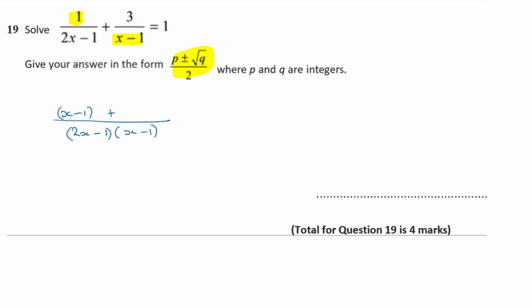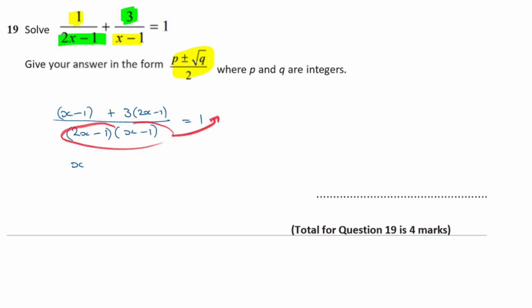And I'm going to get plus, and then x minus 1 goes into 2x minus 1, 2x minus 1 times. So that means I end up multiplying those together, and that goes on the other side of my fraction. So I'm going to get 3 lots of 2x minus 1 over here. And that's equal to 1. Now what I can do is multiply through by this bit on the bottom, and it will end up moving up there. So multiplying both sides through by 2x minus 1, x minus 1, I'm going to get x minus 1.